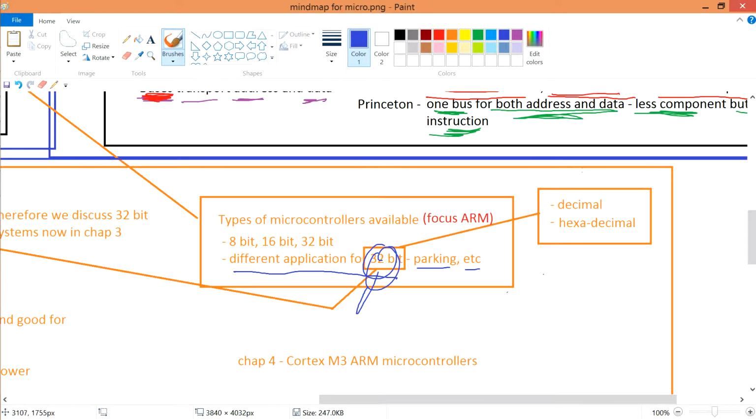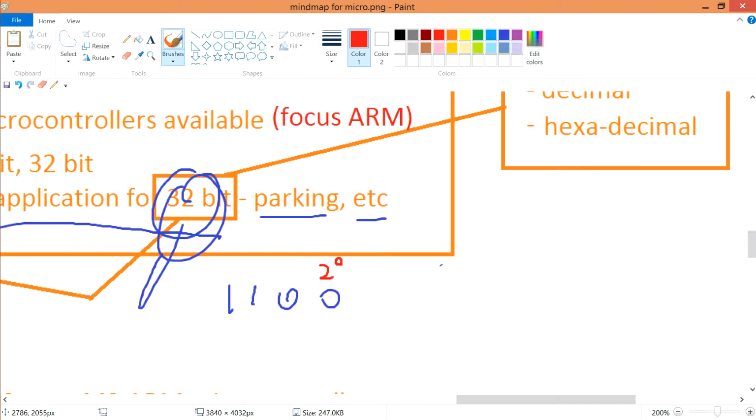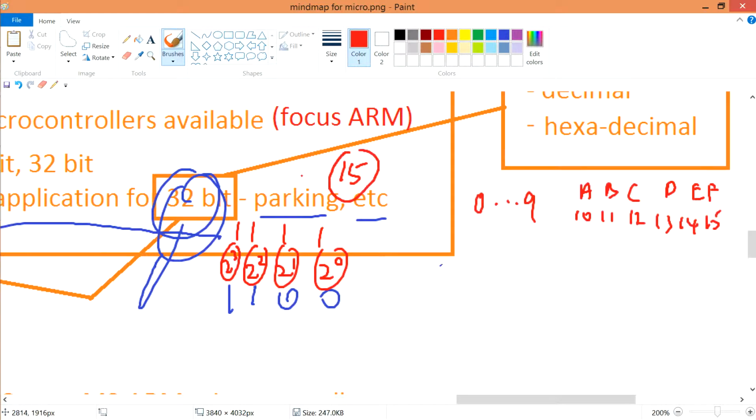What is hexadecimal? Imagine I have a 4-bit system, 1100. What is it all about? This is 2 to the power of 0, this is 2 to the power of 1, this is 2 to the power of 2, this is 2 to the power of 3. Alright, for example, if I have 1111, this means 2 to the power of 3 plus 2 to the power of 2 plus 2 to the power of 1 plus 2 to the power of 0. What is it? It's 15.